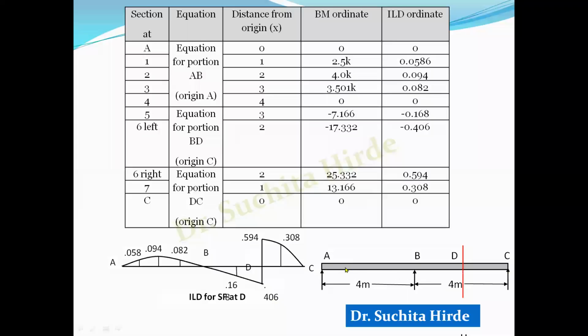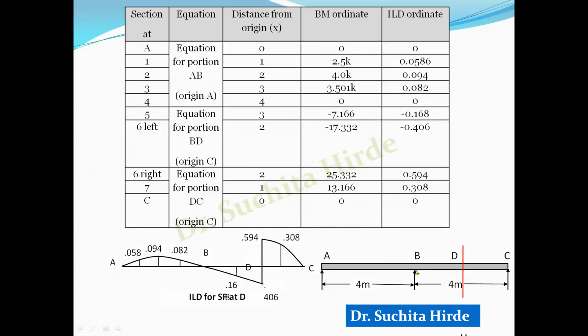Now this is the beam for which we are drawing the influence line diagram for shear force at section D. We will take the section at 1 meter interval. From A to B, there are 1, 2, 3 and 4 sections as shown here. So distances from A are 0, 1, 2, 3, 4. And for this we will be using the general equation of AB with origin at A. Substitute value of x equal to 0, you will get this ordinate; 1, you will get this ordinate. Similarly, you can calculate for other ordinates.